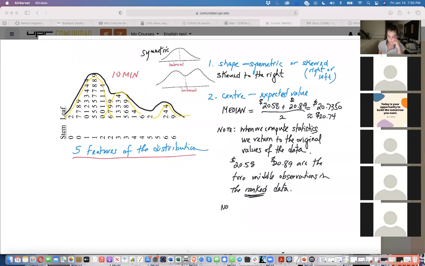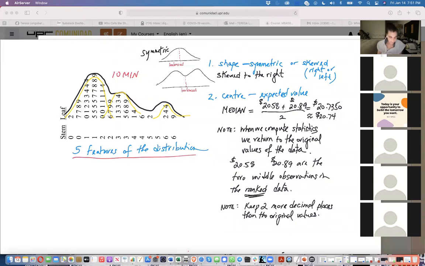So another note: keep 2 more decimal places than the original values. It's just a rule I have for my notes so you can follow. So 20.74 is now the median.